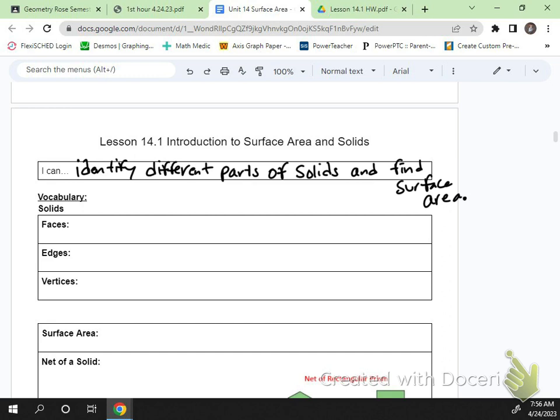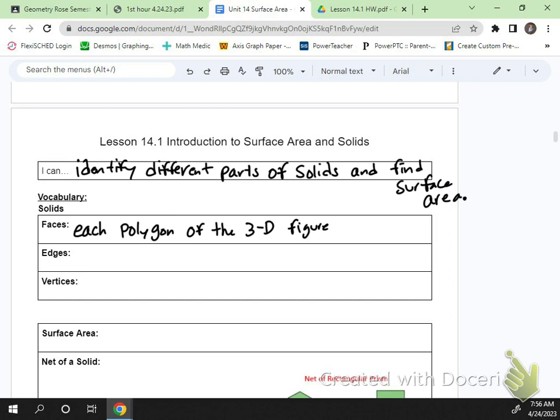Let's just define when I'm talking about a solid, we've got faces. The face of each solid is each polygon of the 3D figure. So when I'm looking at my hexagonal prism, the hexagon side is a face. This hexagon side is a face. Okay? So faces are each polygon of the 3D figure.